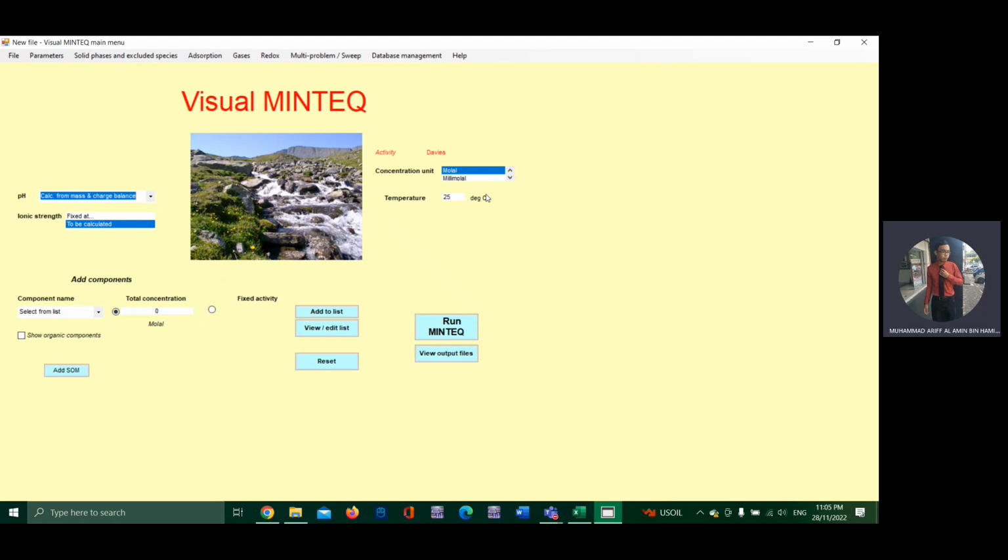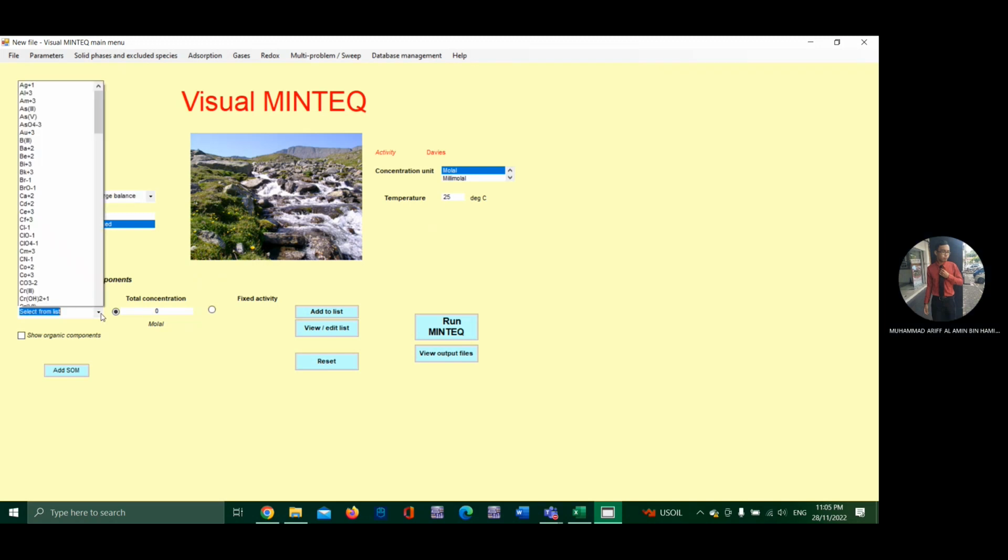From the question, it said that we need to simulate a titration of 5 meter cube acidic wastewater with 3 molar of NaOH, sodium hydroxide, in 25 liter increment. So first, we need to choose our components.